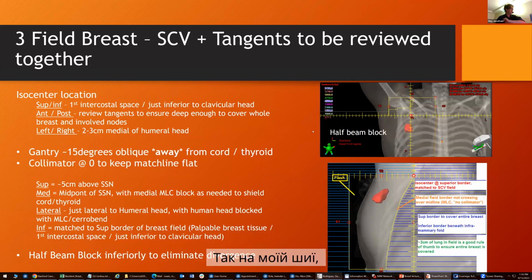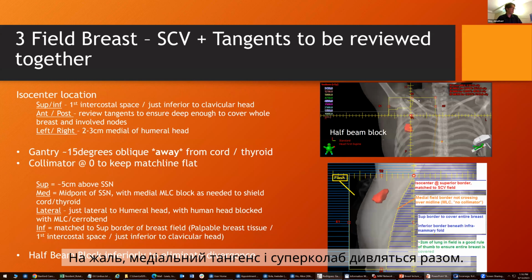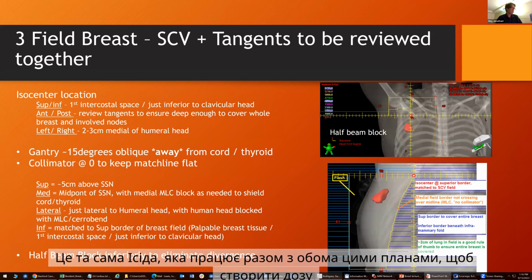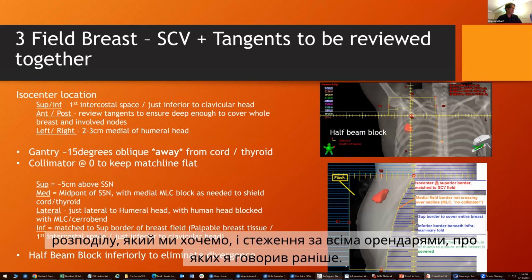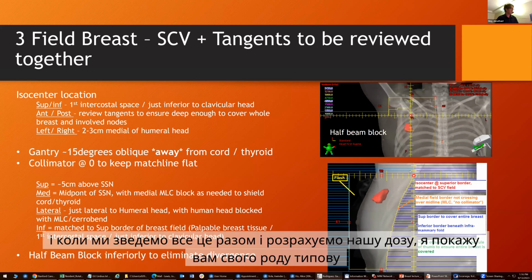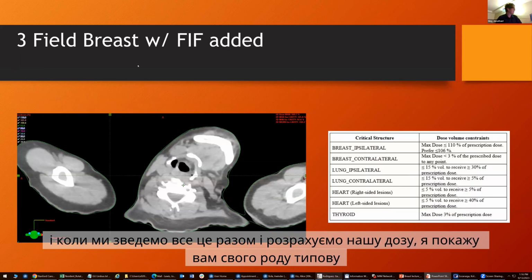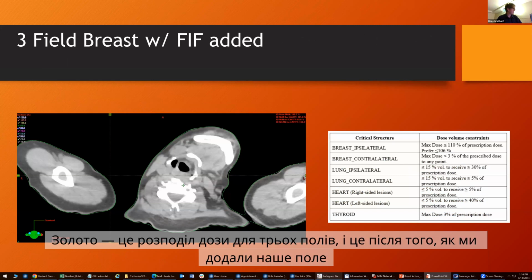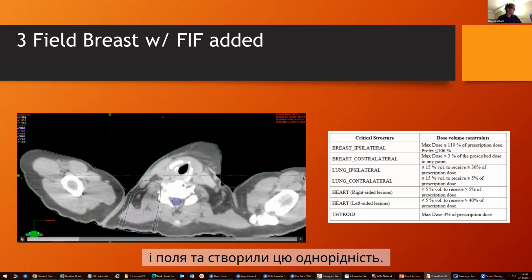So on my next image here, these are the medial tangent and the supraclav viewed together. This is that same isocenter that is working in conjunction with both of these plans in order to create the dose distribution that we want and following all of the tenets that I've talked about before. So here is our tangent. Here's our supraclav, the single isocenter. And when we put this all together and calculate our dose, I'm going to show you a kind of typical dose distribution for 3-field breast. And this is after we have added our field in field and created that homogeneity.